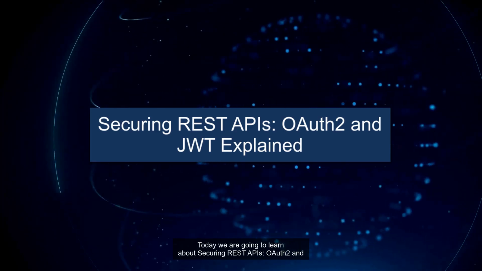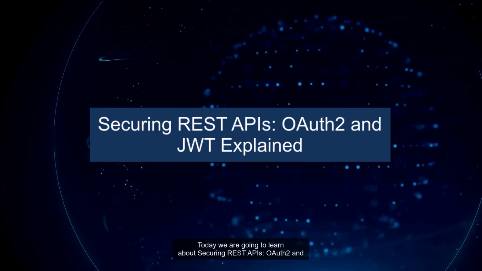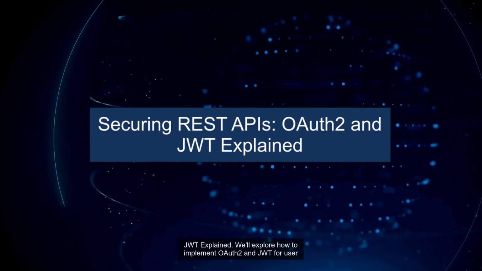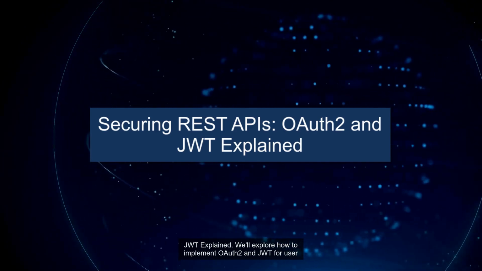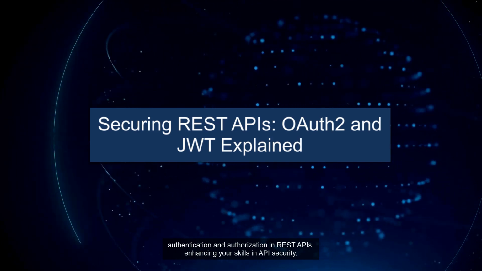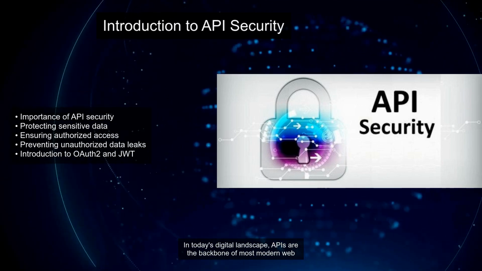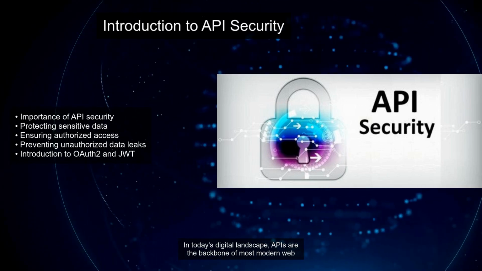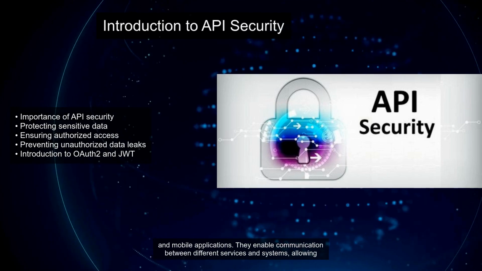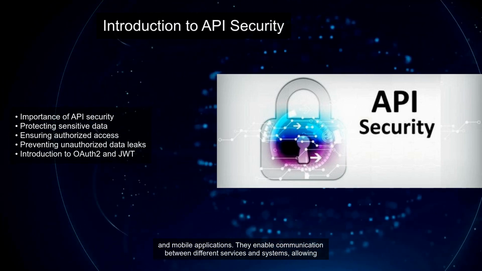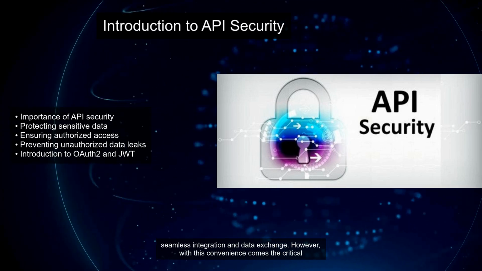Today we are going to learn about securing REST APIs, OAuth2 and JWT explained. We'll explore how to implement OAuth2 and JWT for user authentication and authorization in REST APIs, enhancing your skills in API security. In today's digital landscape, APIs are the backbone of most modern web and mobile applications. They enable communication between different services and systems, allowing seamless integration and data exchange.